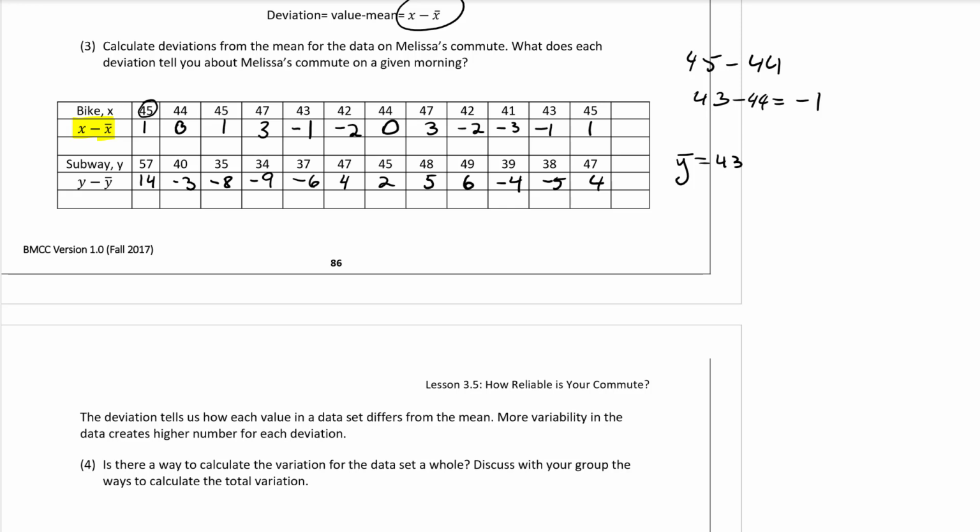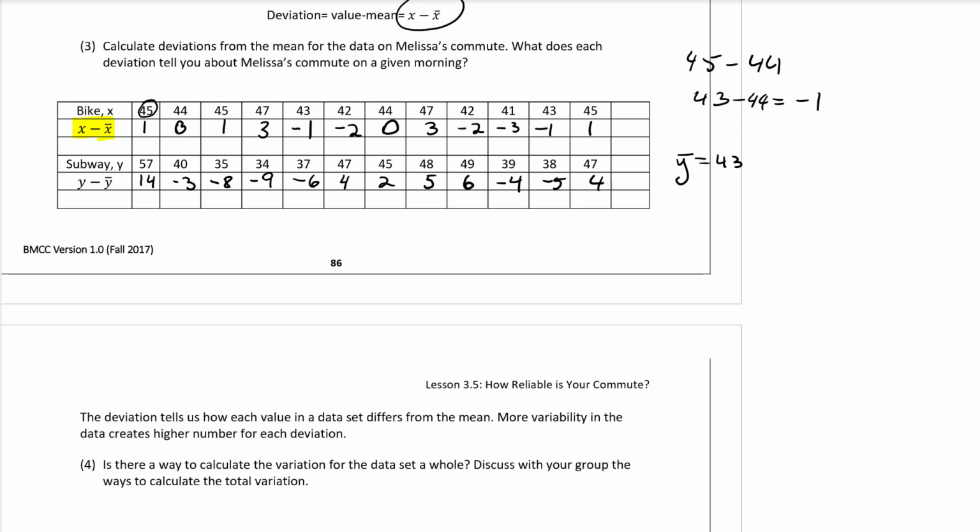More variability in the data creates a higher number for each deviation. Notice when we're computing for the subway, the numbers that you see there when you subtract are bigger, right? That creates more variability. How do we measure that variability? So question 4: is there a way we can calculate the variation for the data as a whole set?